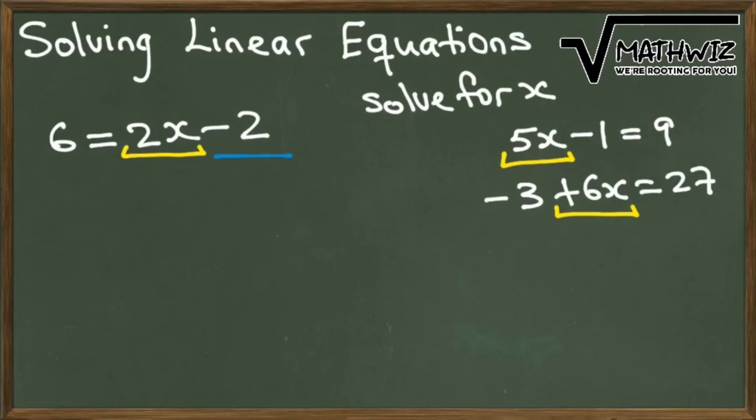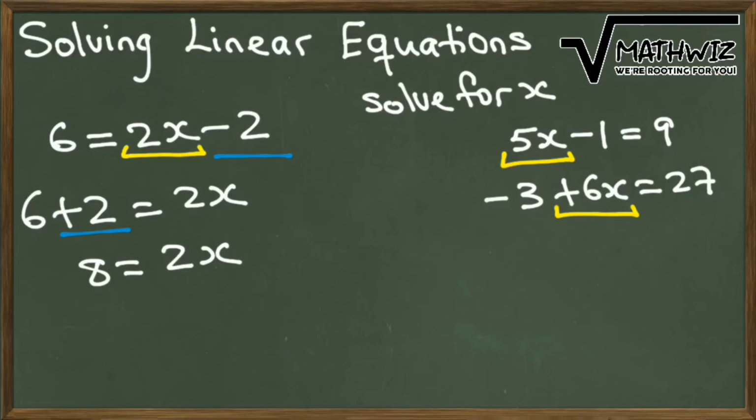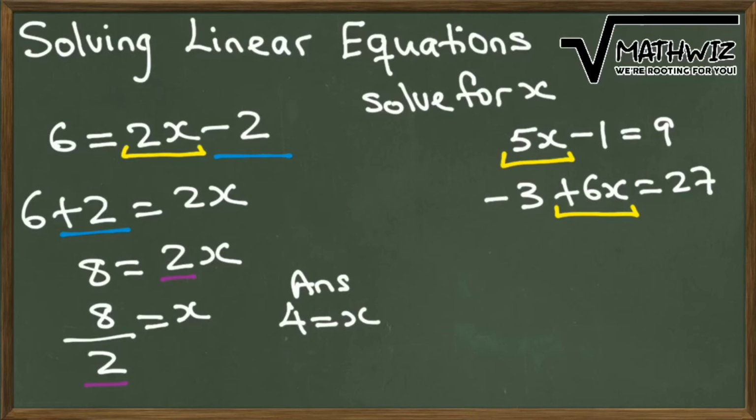So the minus 2, when I take it across, it is going to become plus 2. And so we have 6 plus 2, which is 8, is equal to 2x. The 2, which is multiplied, when you take it across, you will divide. And 8 divided by 2 is going to give you your answer, which is 4.